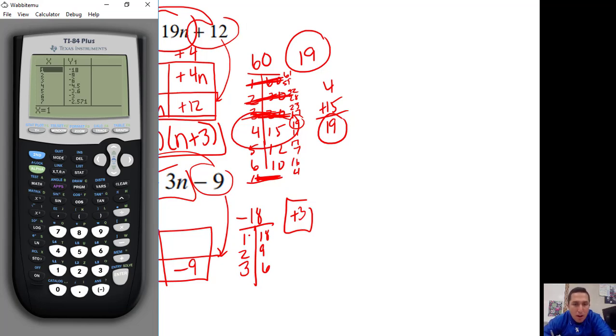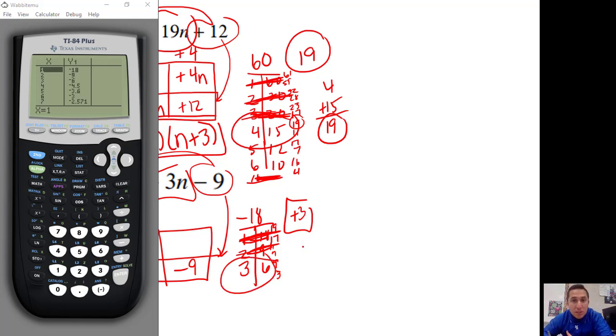So here I go. 1 plus 18 is 19. 1 minus 18 is 17. Nope, not going to be the first pair. 2 plus 9 is 11. 2 minus 9 is 7. Nope, not going to be the second pair. 3 plus 6 is 9. 3 minus 6 is 3. Found it. It's going to be this 3 and the 6.